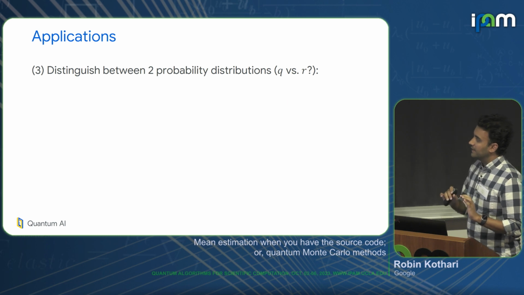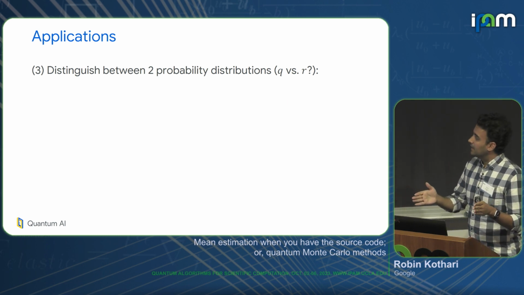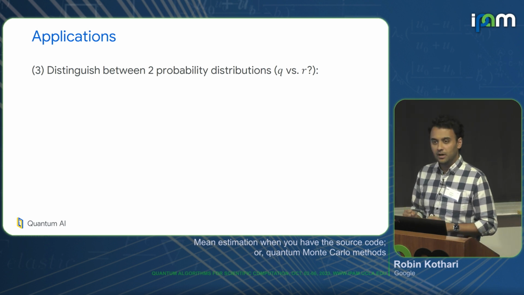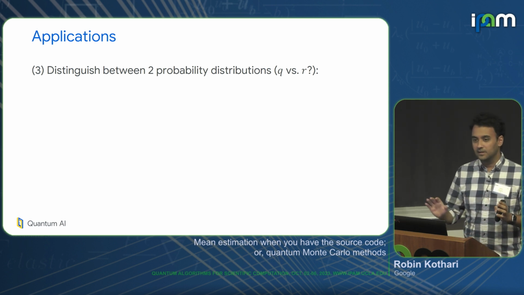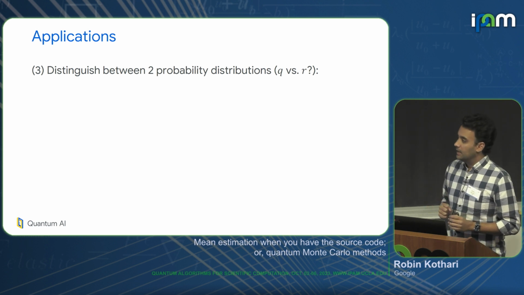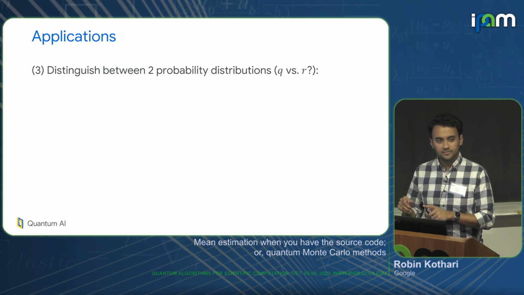So think of the following task. First, let's just think of a classical task. I have a black box, and it either samples from a probability distribution Q or from a probability distribution R. You know what Q and R are, the distributions, like they're written down on a piece of paper explicitly. You know exactly what they are. But somebody hands you a box, and it just samples from one of them. And your task is to decide which box you got. Did you get the Q box or did you get the R box?